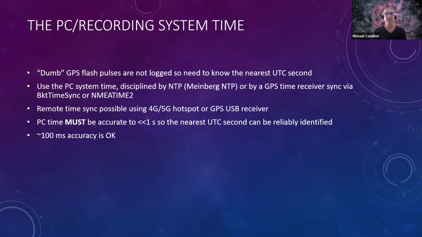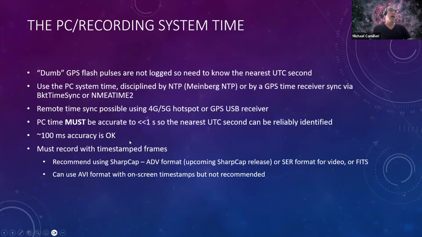Timing accuracy on your PC of roughly 100 milliseconds is fine. Mine generally runs at between about 5 and 10 milliseconds from UTC according to NTP. And you must record the timestamp frames, because what this method does is it measures the camera delay and then you adjust the timestamps on the frames. So you have to have the timestamps.